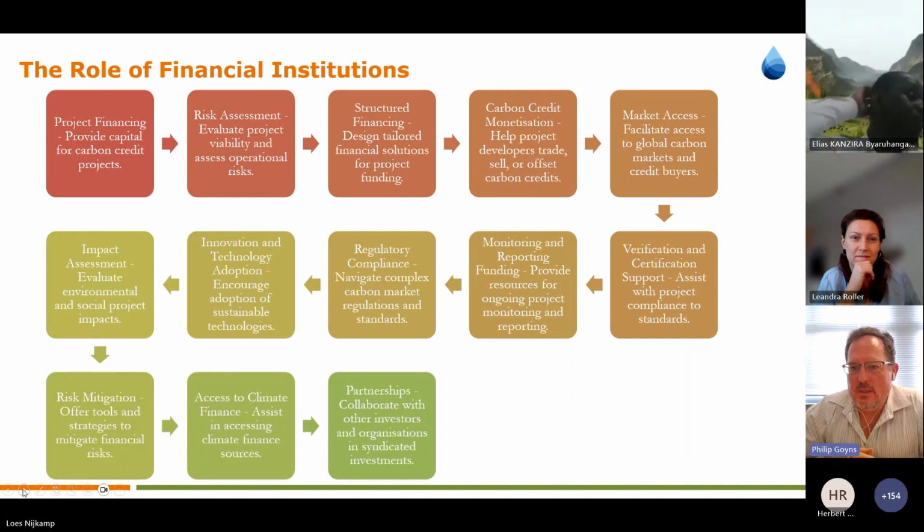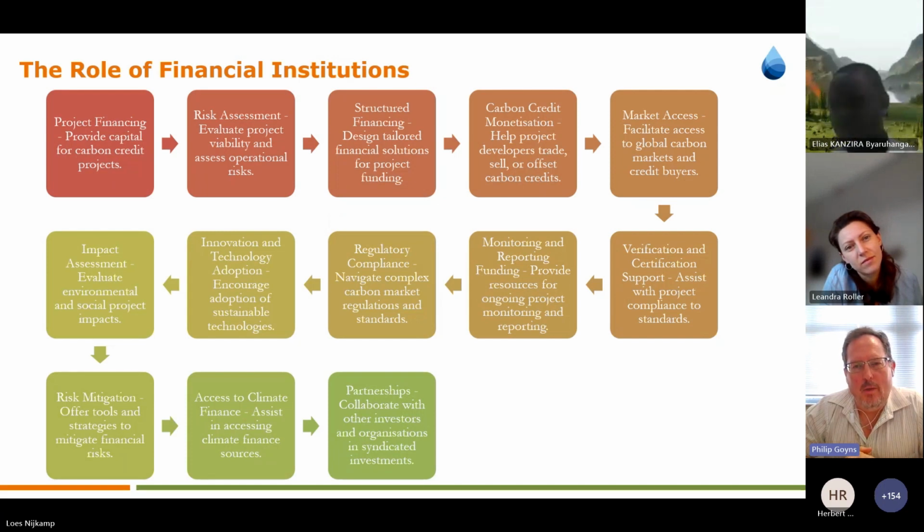This is a very busy slide. It's just showing some of the areas where financial institutions could be involved in a project. But I think some other speakers may be giving some more information from a financial institution perspective.